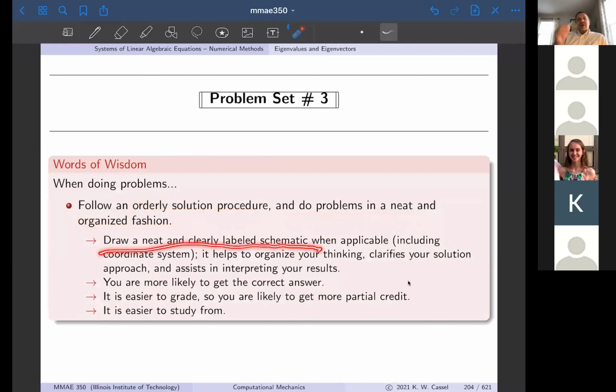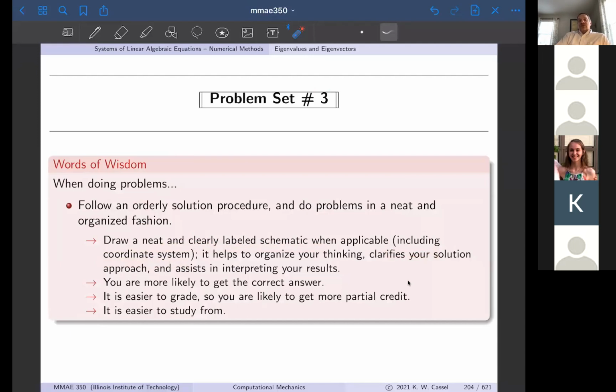draw a neat and clearly labeled schematic. How many times have you heard that? And again, when you were first told to do this, usually the schematics were really trivial. They were really simple. And you thought, well, what's the point? I'm just drawing an arrow in the east direction. And so you develop the bad habit of not doing it. Include coordinate systems. Again, simple problems, the coordinate system is so obvious that you think, well, why bother taking the space and the time and the ink or lead to actually show it, to draw the picture?